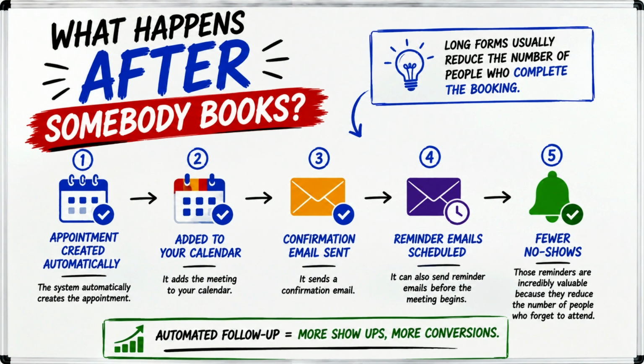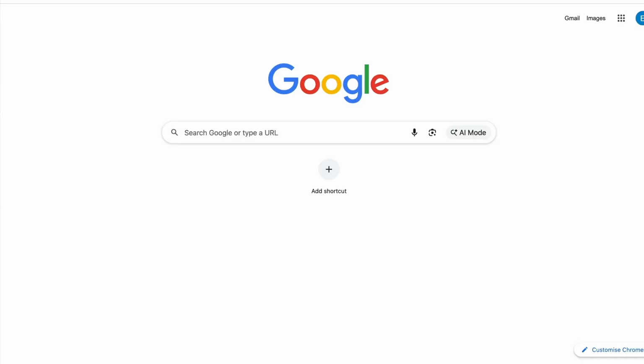Now let's look at what happens after somebody books. The system automatically creates the appointment. It adds the meeting to your calendar. It sends a confirmation email, and it can also send reminder emails before the meeting begins. Those reminders are incredibly valuable because they reduce the number of people who forget to attend.